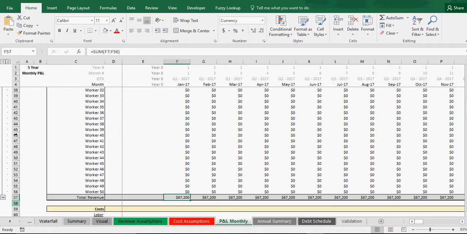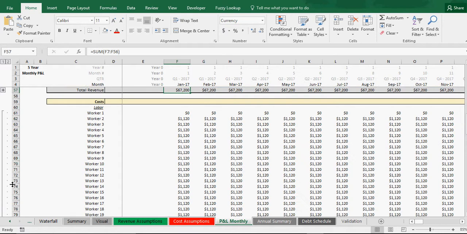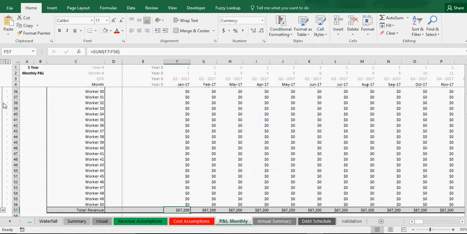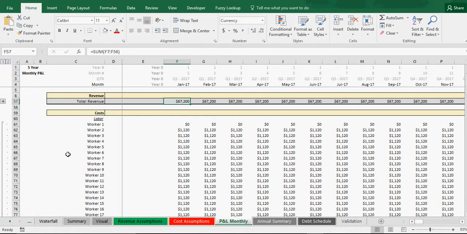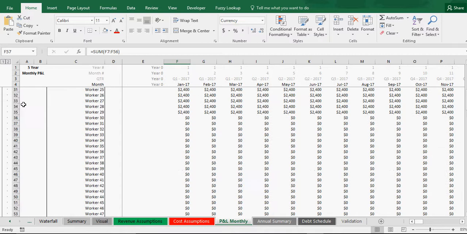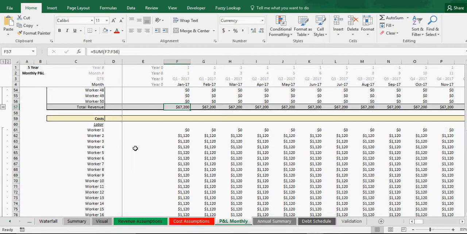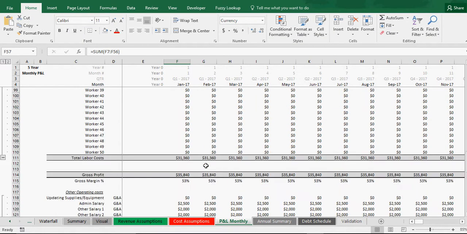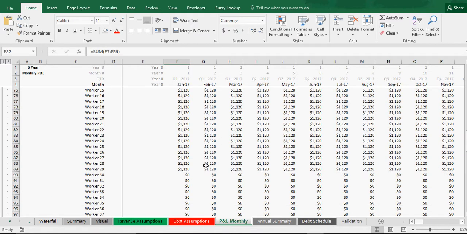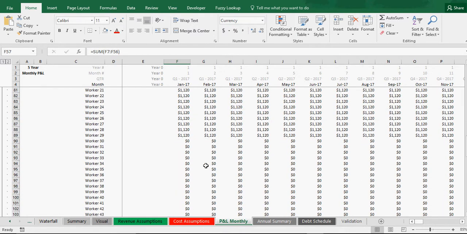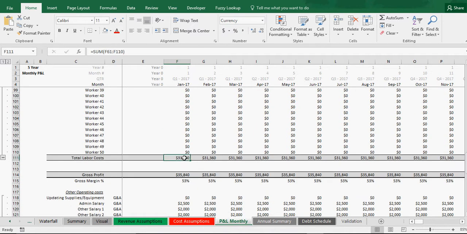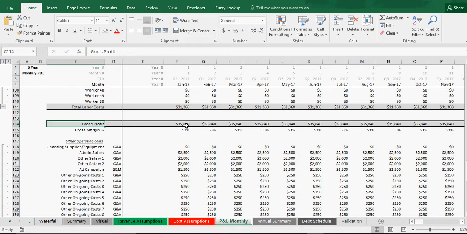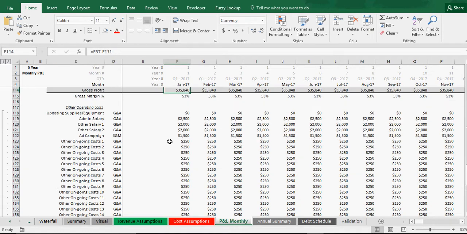We've also got data groups here, so if you want to expand or collapse to either see a total only or see individual detail, you can do that at a click of a button. Then we've got our ongoing labor costs. So this is your cost of goods sold again. Matches the same thing. Total labor costs. After that, you've got your gross profit, which is just your revenue minus labor costs. This is your gross margin.